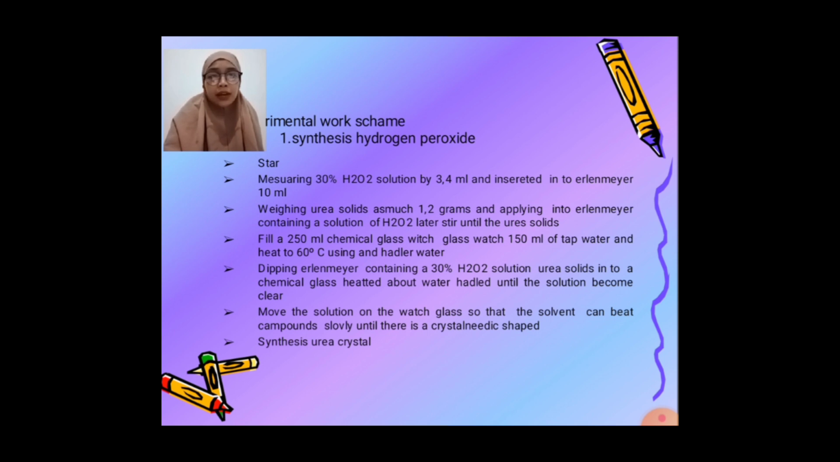Dipping the Erlenmeyer containing the 30% H2O2 solution and urea solid into the chemical glass, heated in water, heat until the solution becomes clear. Move the solution onto the watch glass so that the solvent can evaporate slowly until the needed crystal shape forms. Synthesis of urea crystal.